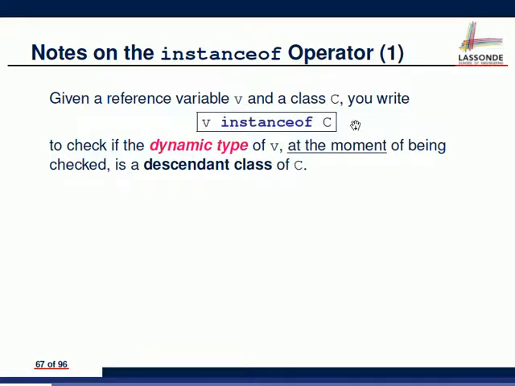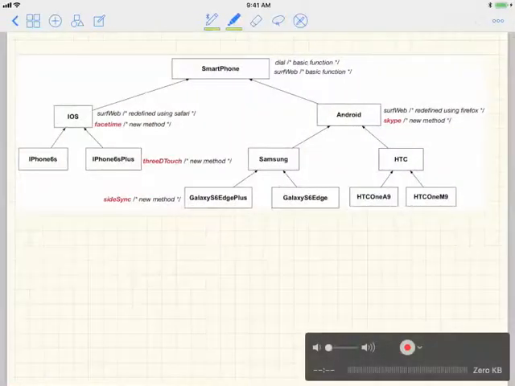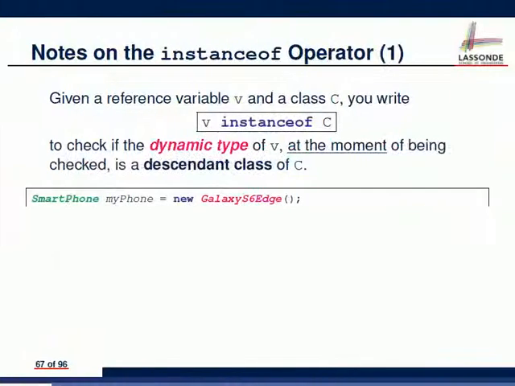Let's see an example. After this line over here, we have the static type of myPhone being Smartphone, and the dynamic type is Galaxy S6 Edge. I'm going to have the hierarchy over here handy for you. Let's try that. First of all, if I say myPhone instanceof Android, true or false?